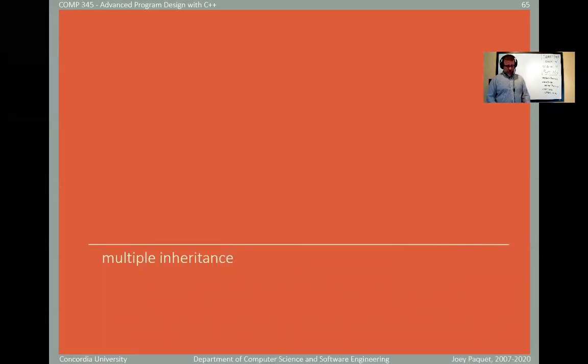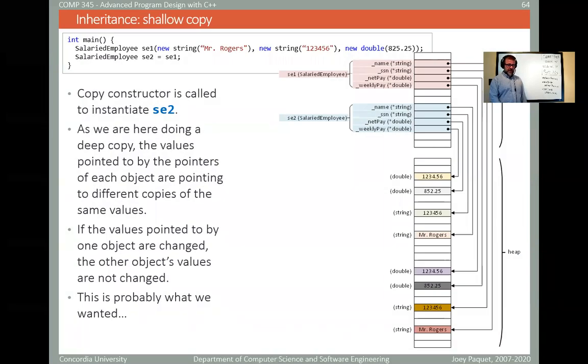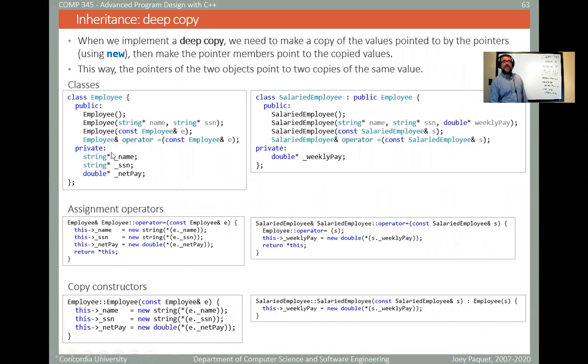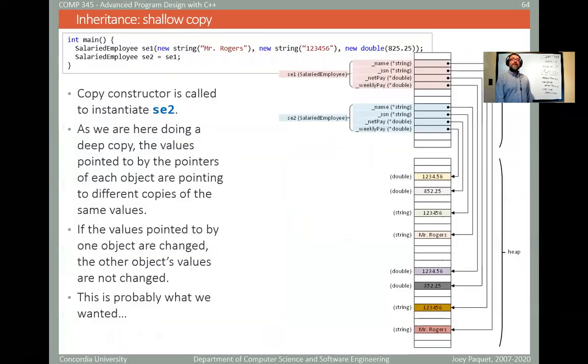Okay, so let's go to multiple inheritance. So I'm going to reiterate here. Very important, if you have some of your classes that have at least one pointer as a data member, which happens very often, then you must implement your own assignment operator and copy constructor explicitly by hand. It's actually a very good idea to take the habit of always implementing your own assignment operators and copy constructors.